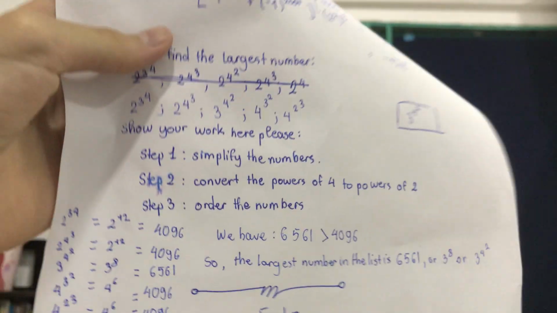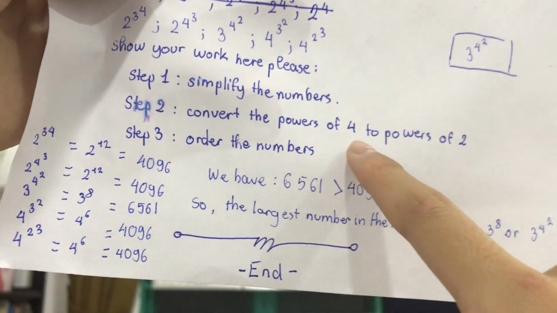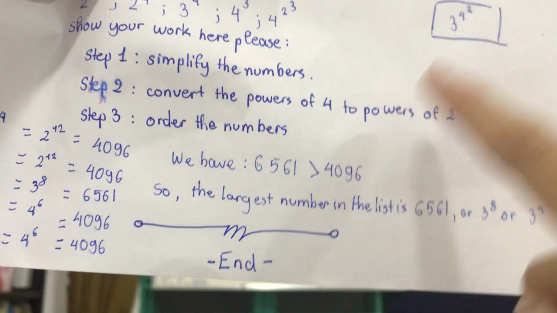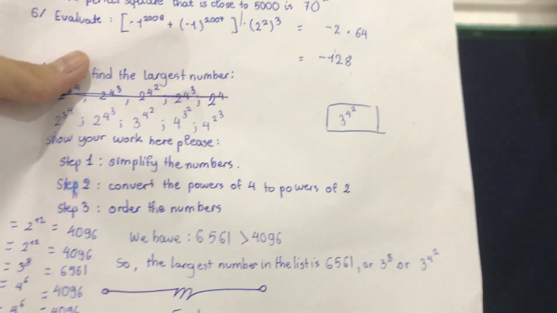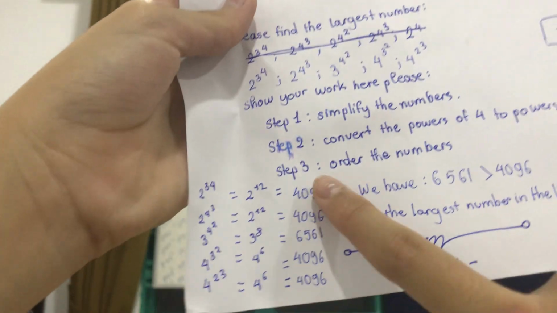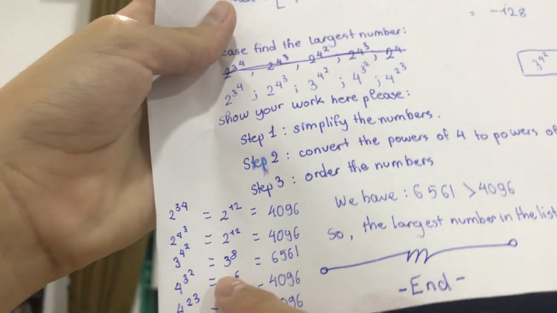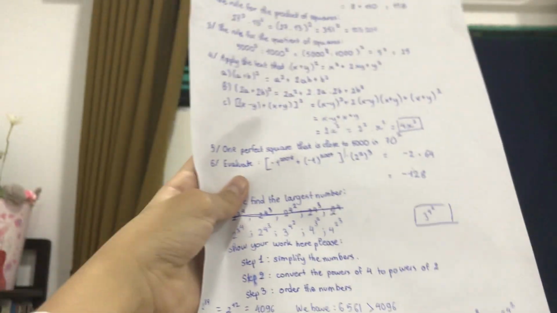And here are the steps. Step 1: simplify the numbers, which I have simplified. Step 2: convert the numbers of 4 to powers of 2, which is another way to do it. And step 3 is order the numbers from least to greatest. But we don't have to order them because all of these are the same except 3 to the power of 8. And that is our answer for problem number 7.